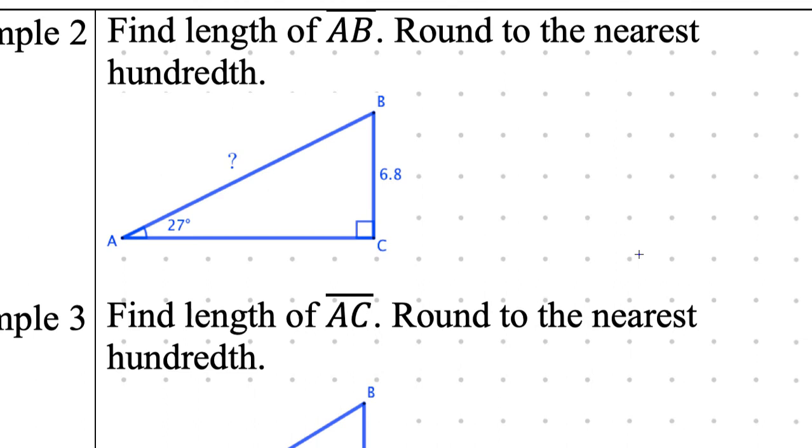So, let's think about this. I'm down on the ground. I use my inclinometer and I measure 27 degrees. Somehow I know that I have 6.8 of elevation. I need to figure out how much distance I'm going to travel to actually hike up that hill. What are you going to have to do here?